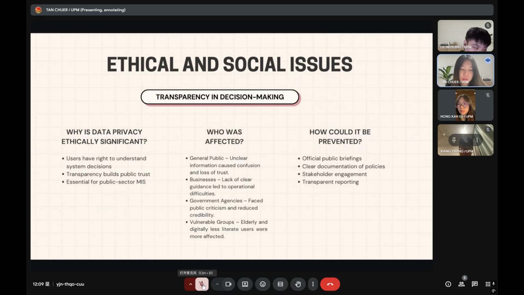Finally, we have transparency. This is the bridge that builds public trust. As users, we have a right to understand why the system makes certain decisions, like why a risk status changes from low to high. Instead of leaving people in the dark, the management should use official public briefings and clear documentation. When you are honest about how the system works, people are much more likely to support it and use it correctly. It's all about moving from an emergency mindset to a professional, transparent standard.